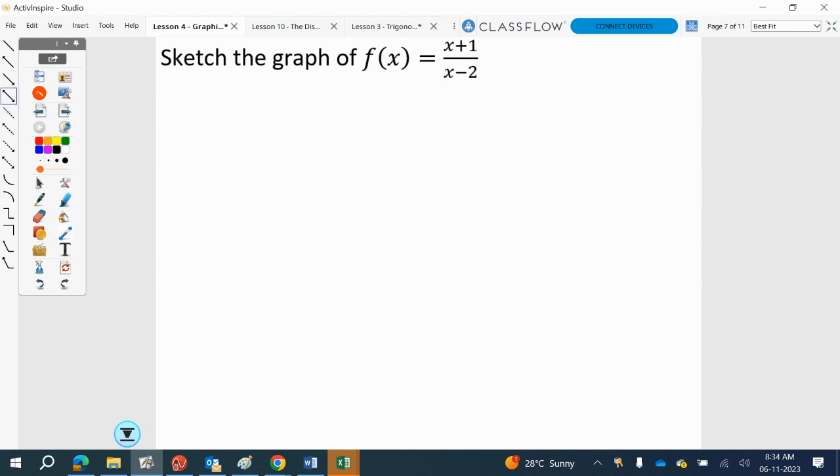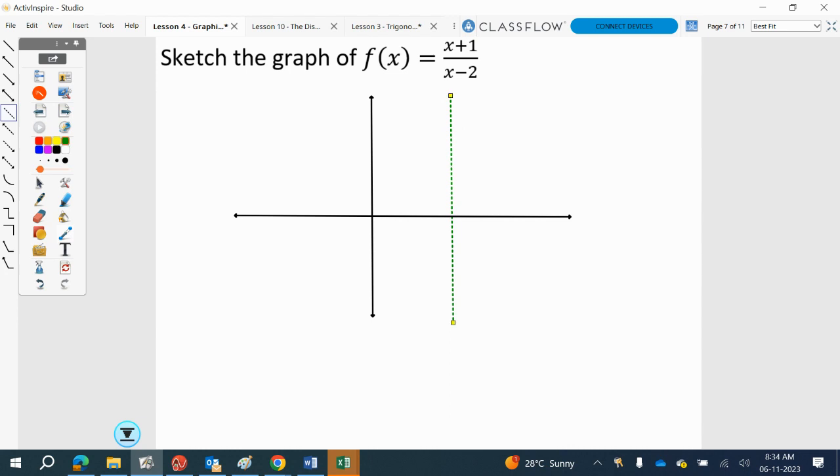We'll do this. X equals 2. So let's do a quick sketch of this. What is the vertical asymptote? X equals 2. So let's put a line in there. What is the horizontal asymptote? 1.